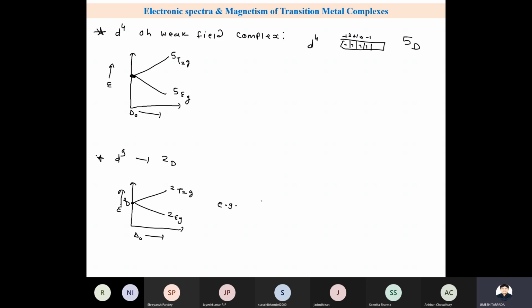इनका एग्जांपल है: D9 सिस्टम के लिए आप कॉपर लिख सकते हो, Cu H2O6 +2. Here it's Cr H2O6 +2. Chromium +2 is the example of D4 system. Now see, in case of copper complex, expected transition is 1. But see, are you getting 1 or more than 1?